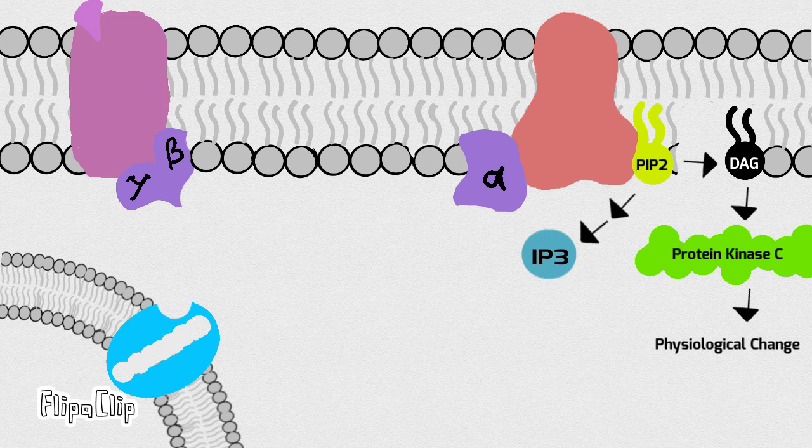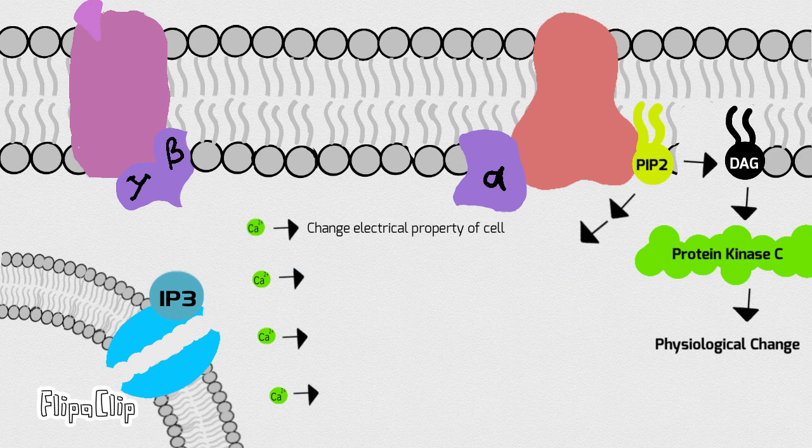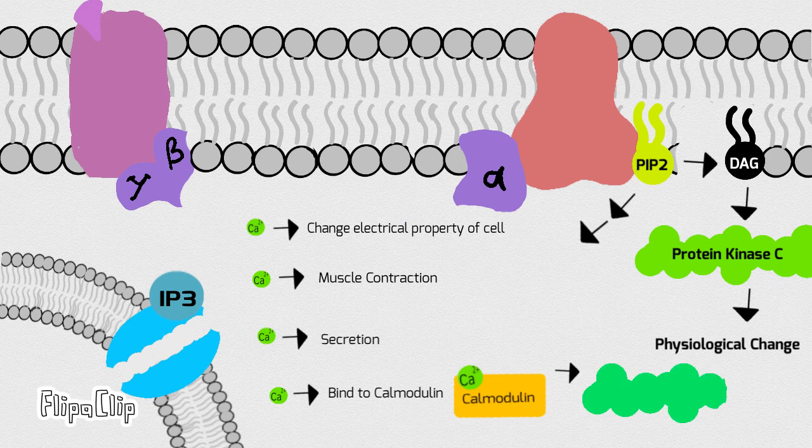IP3 will move into the cytosol and find its receptor, causing a calcium channel to open on the endoplasmic reticulum, and the released calcium can result in change in the electrical property of the cell, muscle contraction, secretion, or it can bind to calmodulin again and form the complex to activate protein kinase and make physiological change.